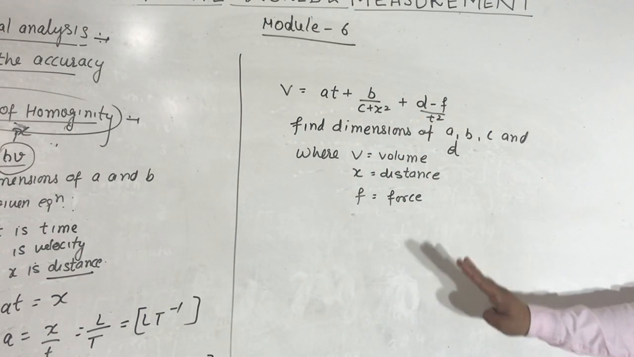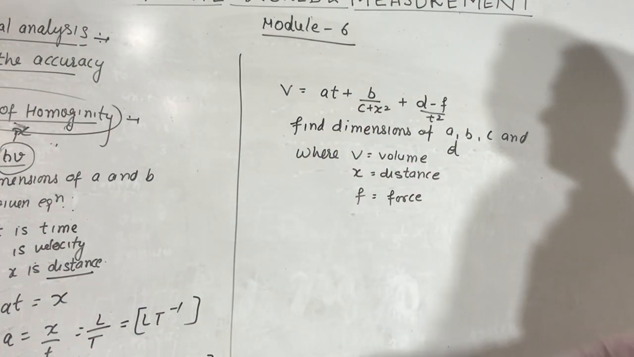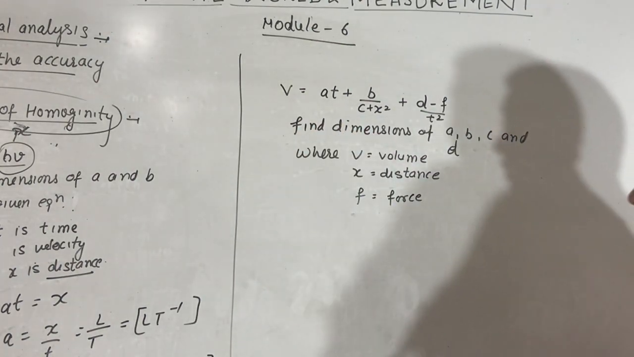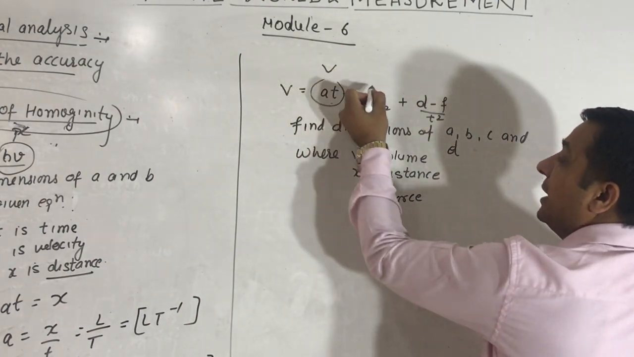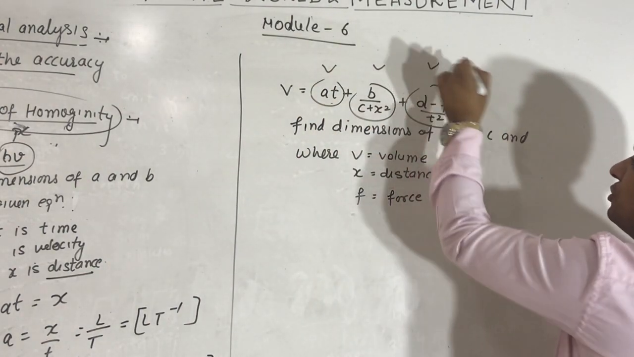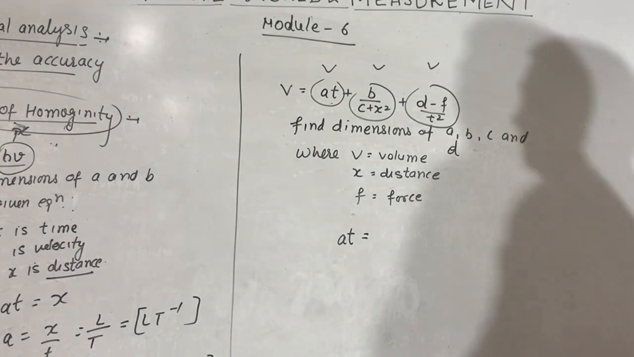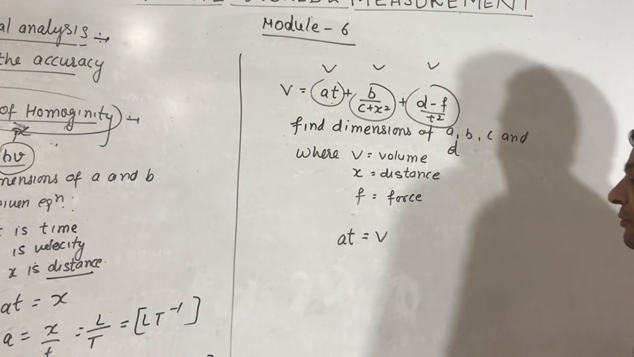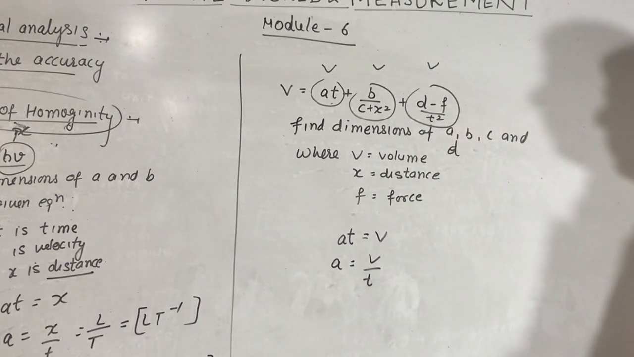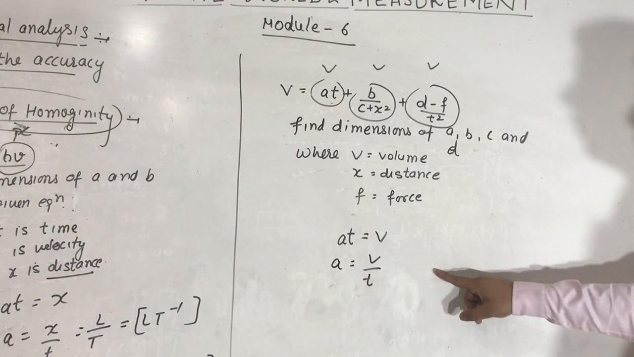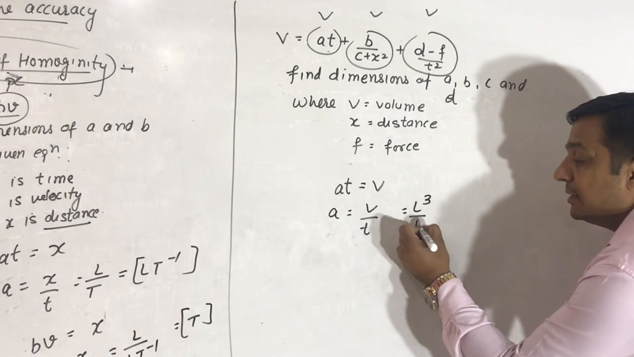So dear students, in this question, first of all you should know about this term. This is volume, and volume can be added or subtracted from volume. So this term is also a volume, and this term is also a volume. Here At is equal to volume, and we will have to find the dimensions of A. A is equal to V by t. Always remember that the dimensional formula of volume is L cube, and the dimensional formula of time is capital T.